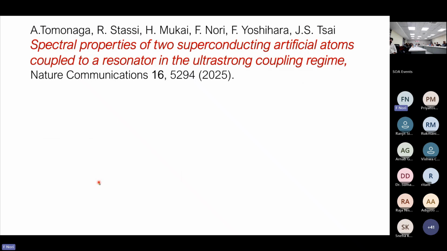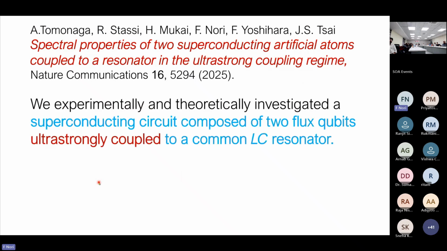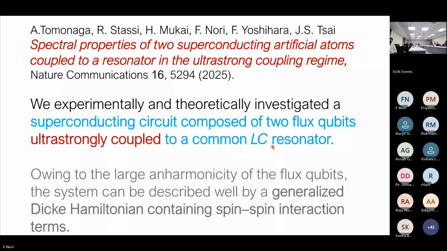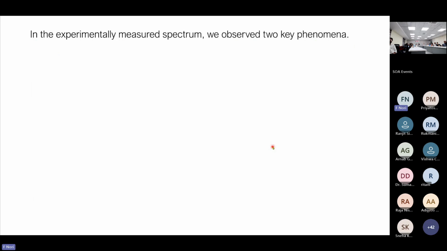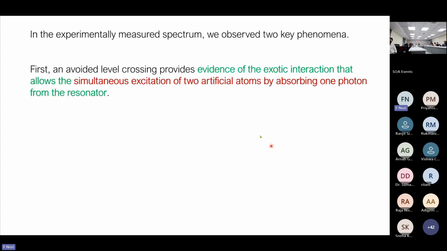So therefore, the main idea is that experiments theoretically investigated how the superconducting circuit qubit is ultra-strongly coupled to a common resonator, and how one photon can simultaneously excite two artificial atoms by absorbing one photon from the resonator. Okay, these are the 2 qubits, the green one and the blue one.